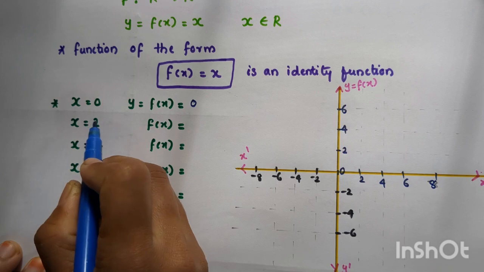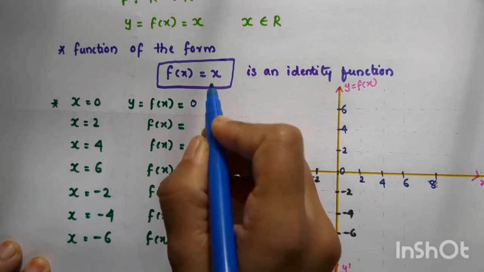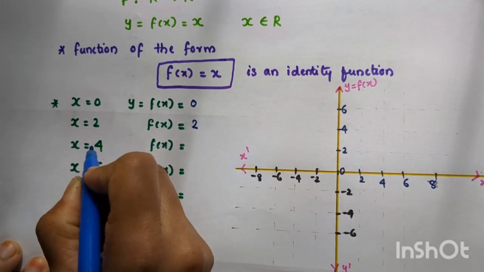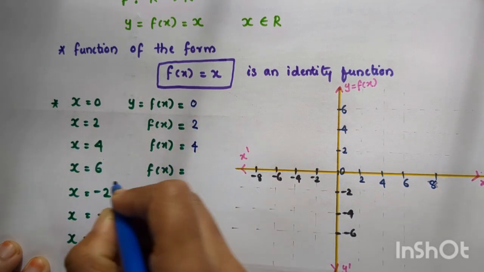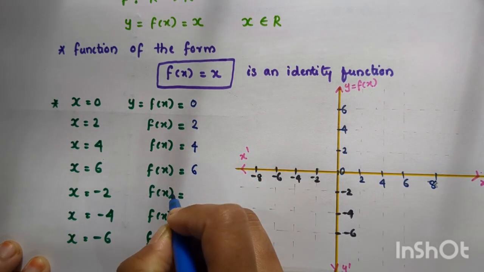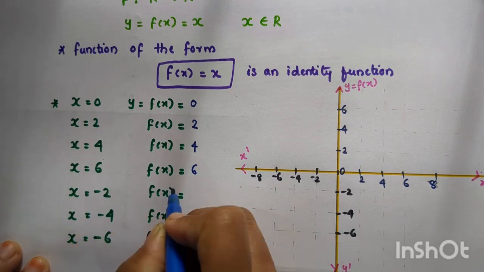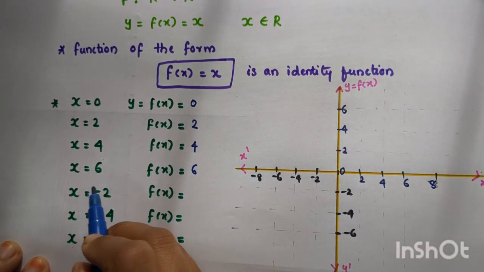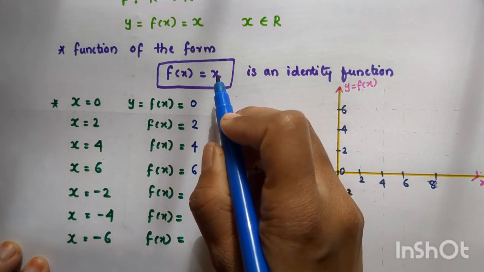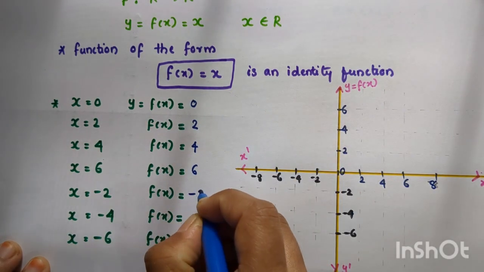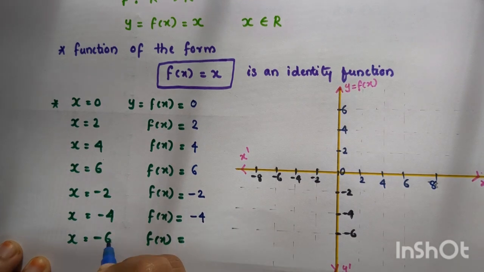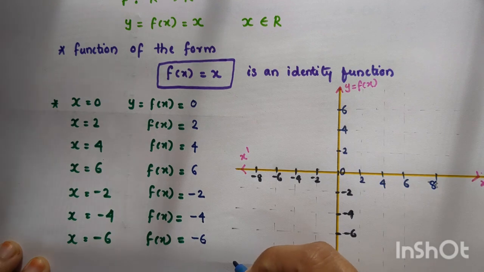When x is equal to 2, what about f(x)? You just want to substitute x as 2. So, 2. When x is equal to 4, f(x) will be 4. x is equal to 6, f(x) will be 6. When x is equal to minus 2, what about f(x)? f(x) is actually equal to x. So, when x is equal to minus 2, you substitute x as minus 2. So, minus 2. When x is equal to minus 4, f(x) will be minus 4. When x is equal to minus 6, f(x) will be minus 6 and so on.